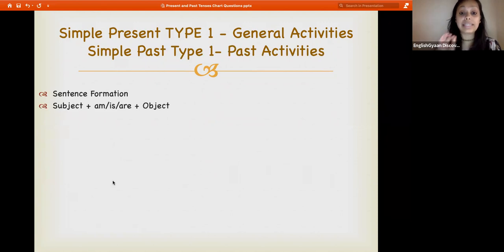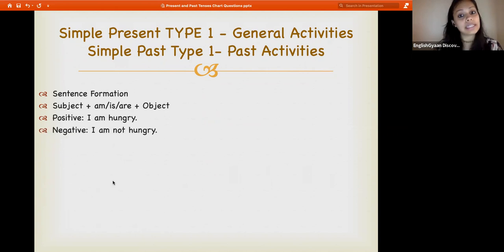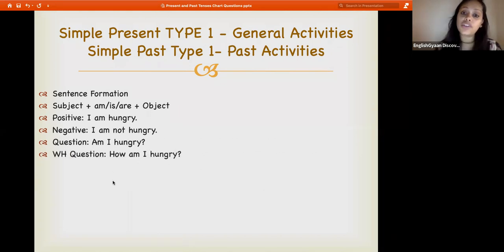Now let's have a look at the sentence formation. In simple present type 1, the sentence formation will be subject plus am, is, and are plus object. For example, I am hungry. If you want to make it negative, I am not hungry. If you want to make a question, am I hungry? And a WH question, why am I hungry or how am I hungry? This is simple present type 1.